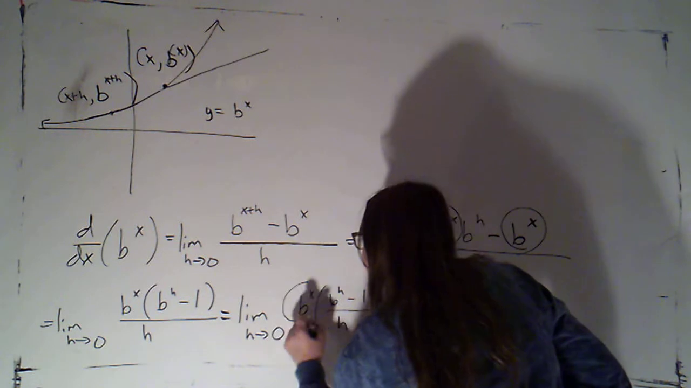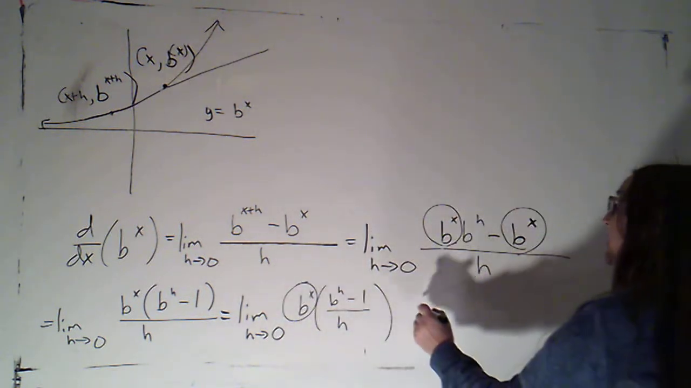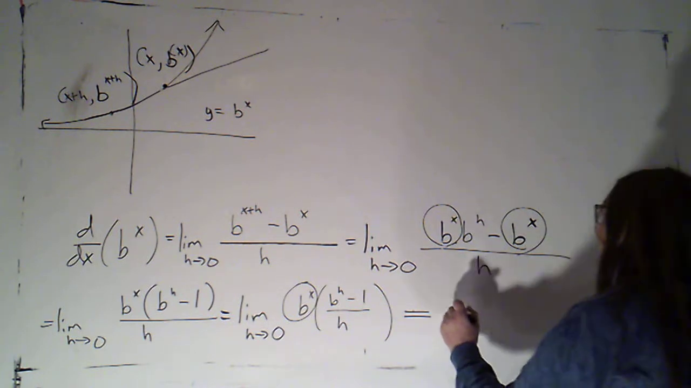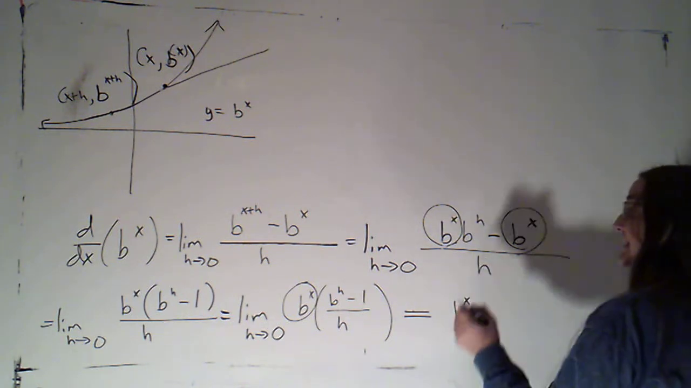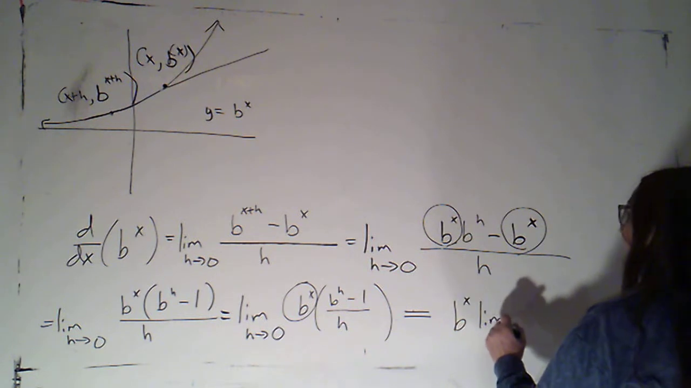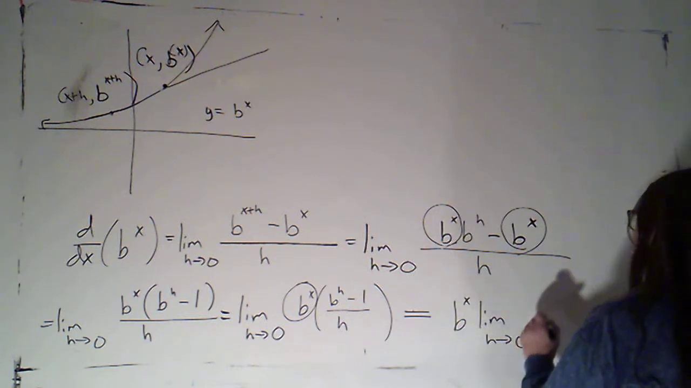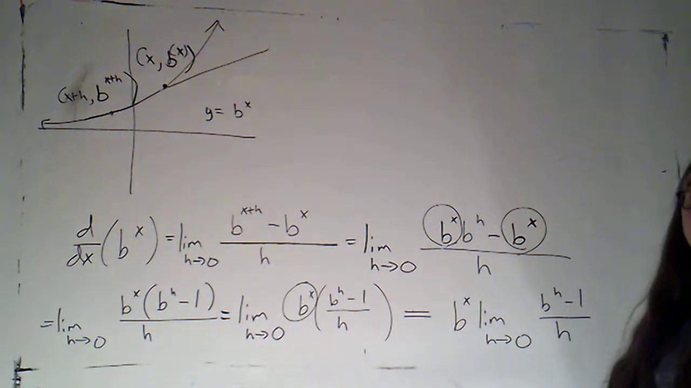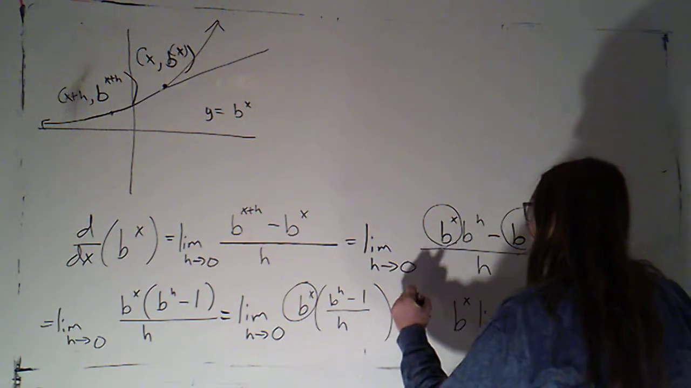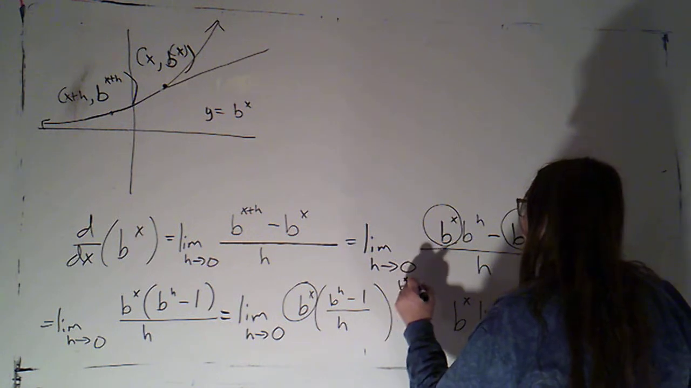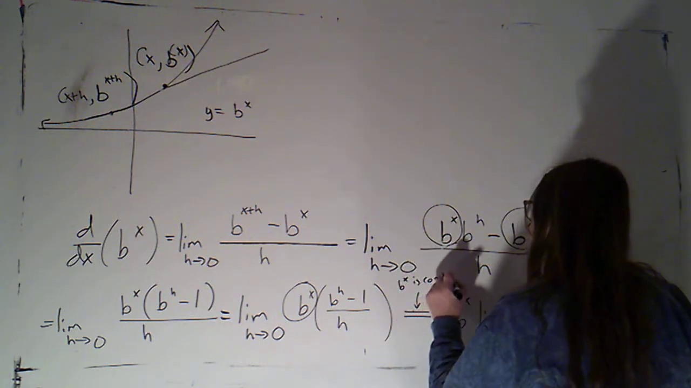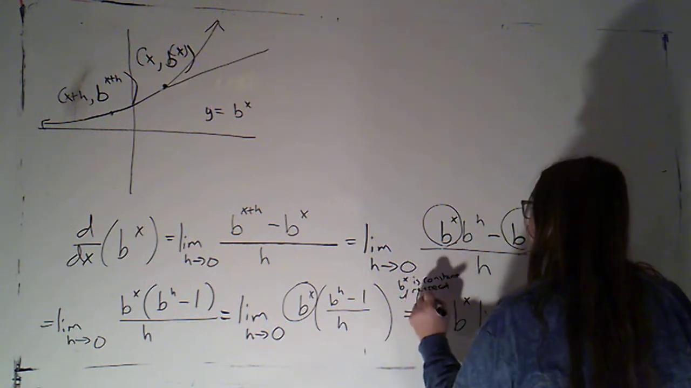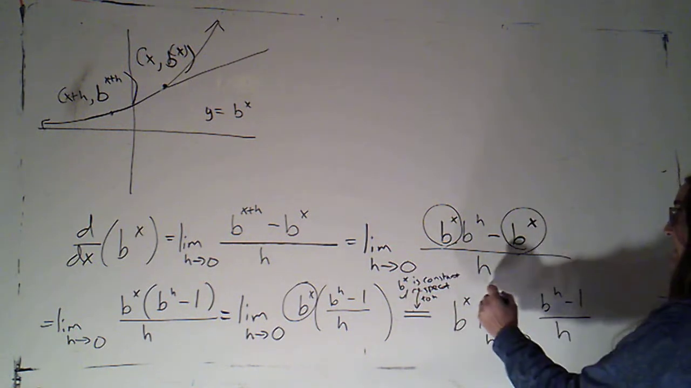But if that's constant, I can use my constant multiple rule for limits. And I can factor out the b to the x and say this is b to the x times the limit as h goes to 0 of b to the h minus 1 over h. And that's because b to the x is constant with respect to h. There are no h's in it.